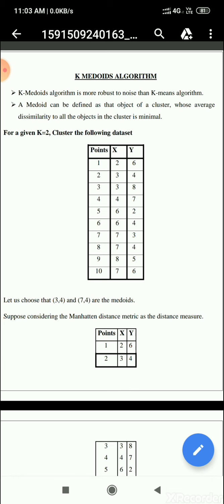That is the question. Here it is given points 1 to 10 and x, y. So if you are doing it, come along with me. I will read out the whole problem. Points 1, 2, 3, 4, 5, 6, 7, 8, 9, 10. x: 2, 3, 3, 4, 6, 6, 7, 7, 8, 7. y: 6, 4, 8, 7, 2, 4, 3, 4, 5, 6.